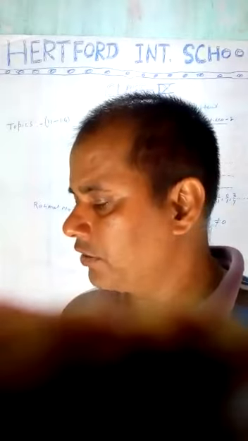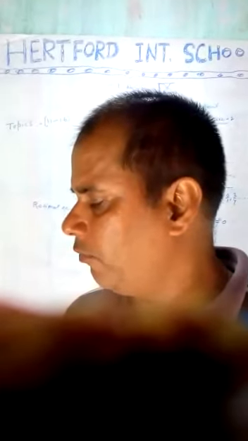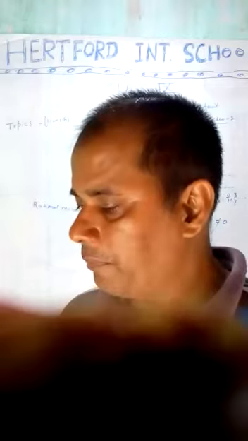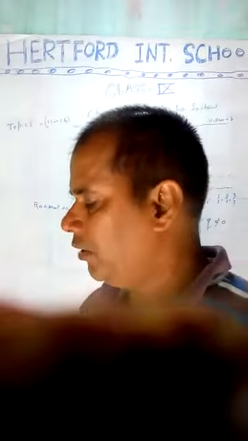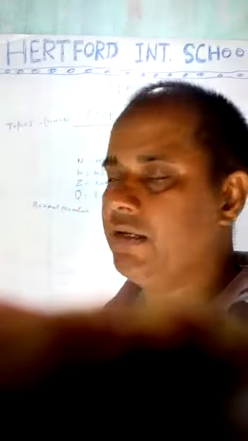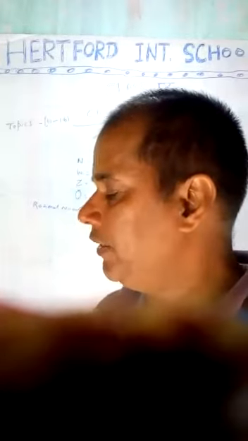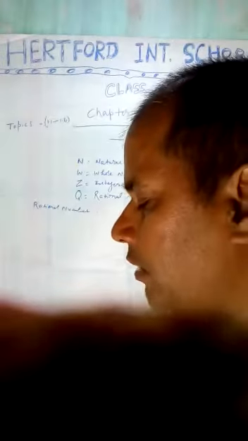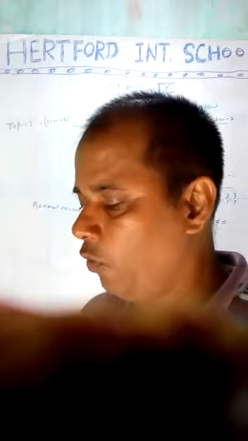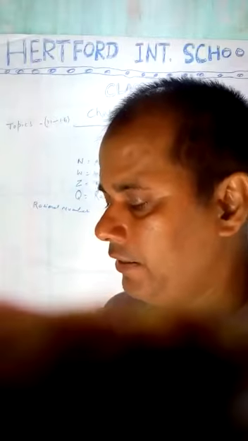Notice that all the numbers now in the bag can be written in the form p by q, where p and q are integers and q is not equal to 0. For example, minus 25 can be written as minus 25 by 1. Here p is equal to minus 25 and q is equal to 1. Therefore, the rational numbers also include the natural numbers, whole numbers and integers.